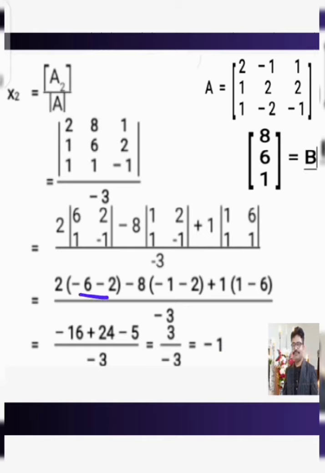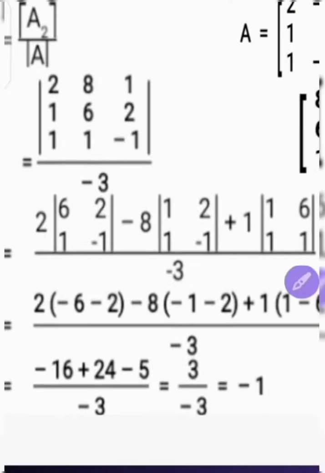Now minus 6 and minus 2, we will get minus 8 multiplied by 2, minus 16. Minus 1 and minus 2, we will get minus 3 multiplied by minus 8, we will get 24. 1 minus 6, we will get minus 5 multiplied by 1, minus 5.